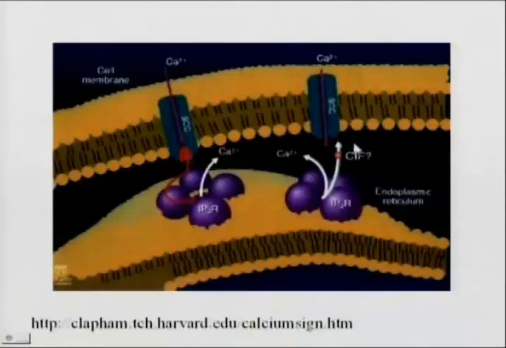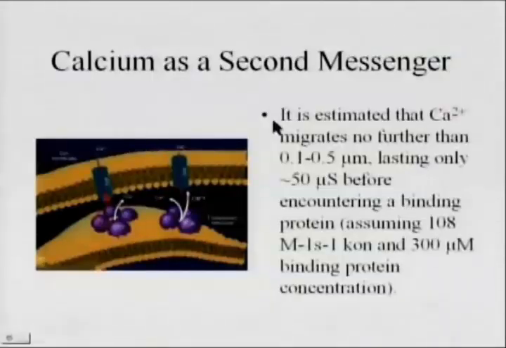So there might be a calcium channel inhibiting factor, where when you get the IP3 activated intracellular release, it might blunt the extracellular source as shown here. So it's estimated that calcium migrates no further than 0.1 to 0.5 micrometers, lasting only about 50 microseconds before encountering a binding protein, assuming 10^8 moles per second per Kon. Oh my God, what is that? And 300 micromolar binding protein concentration. So somebody did a lot of mathematics to just kind of figure out these types of things.